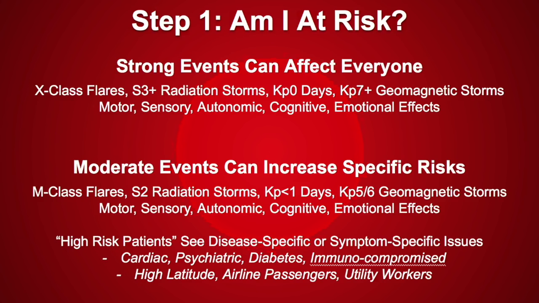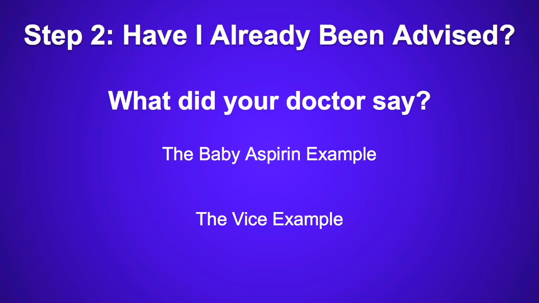So let's say you are able to adequately determine you are at risk. What do you do now? So, step 2: have I already been advised? This is critical, and there'll be 2 slides on this. First, has your doctor said anything to you? Has your doctor told you that you are at high risk? I know that we have a lot of headstrong individuals. I'm one of them. I don't take orders very well.